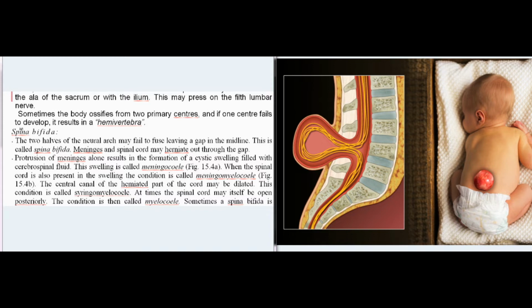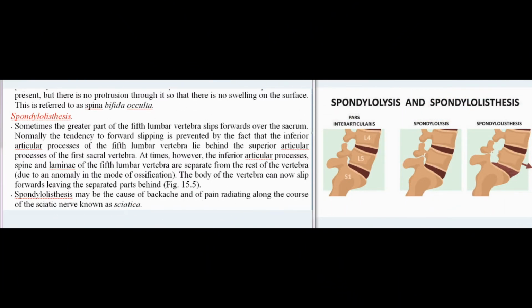At times the spinal cord may itself be opened posteriorly. The condition is then called myelocele. Sometimes a spina bifida is present, but there is no protrusion through it, so that there is no swelling on the surface. This is referred to as spina bifida occulta.